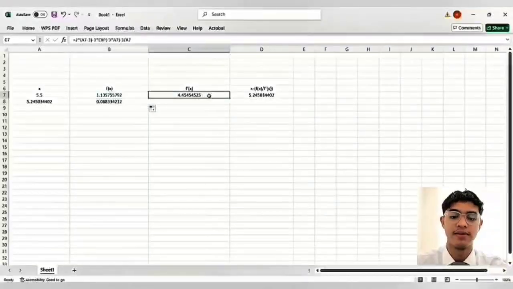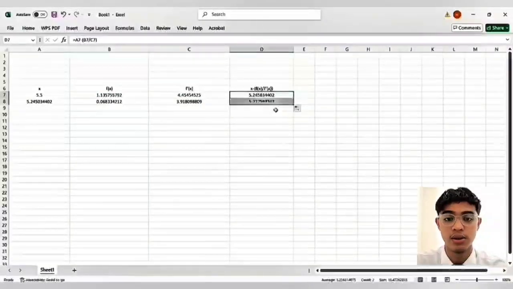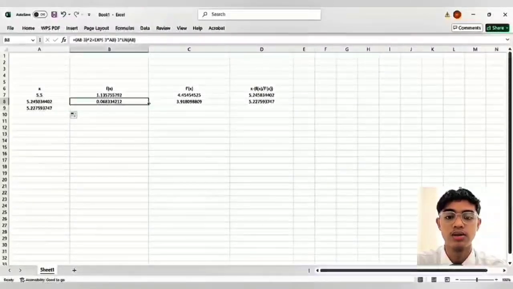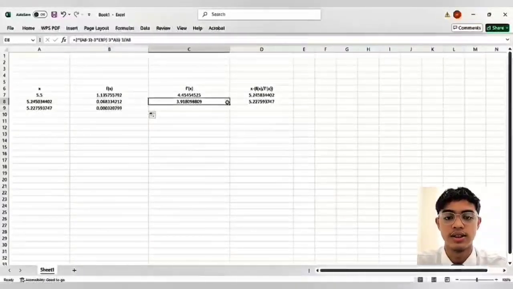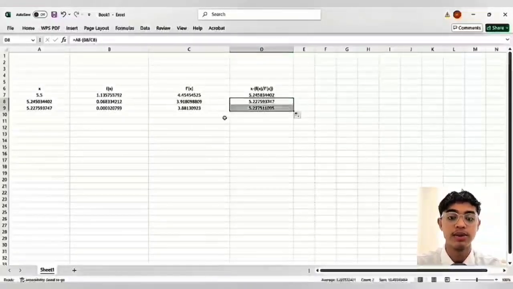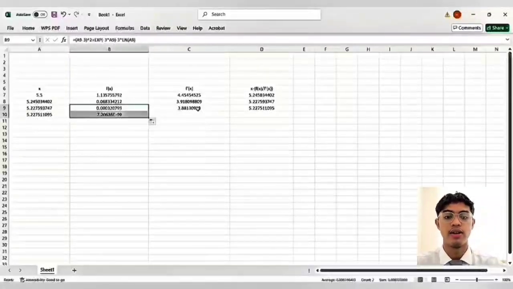For the next f(x) value, we just have to drag the first f(x) row to the second row, and the value will be automatically calculated. For the next step, we just use the same step as before until we got the stable value of roots.